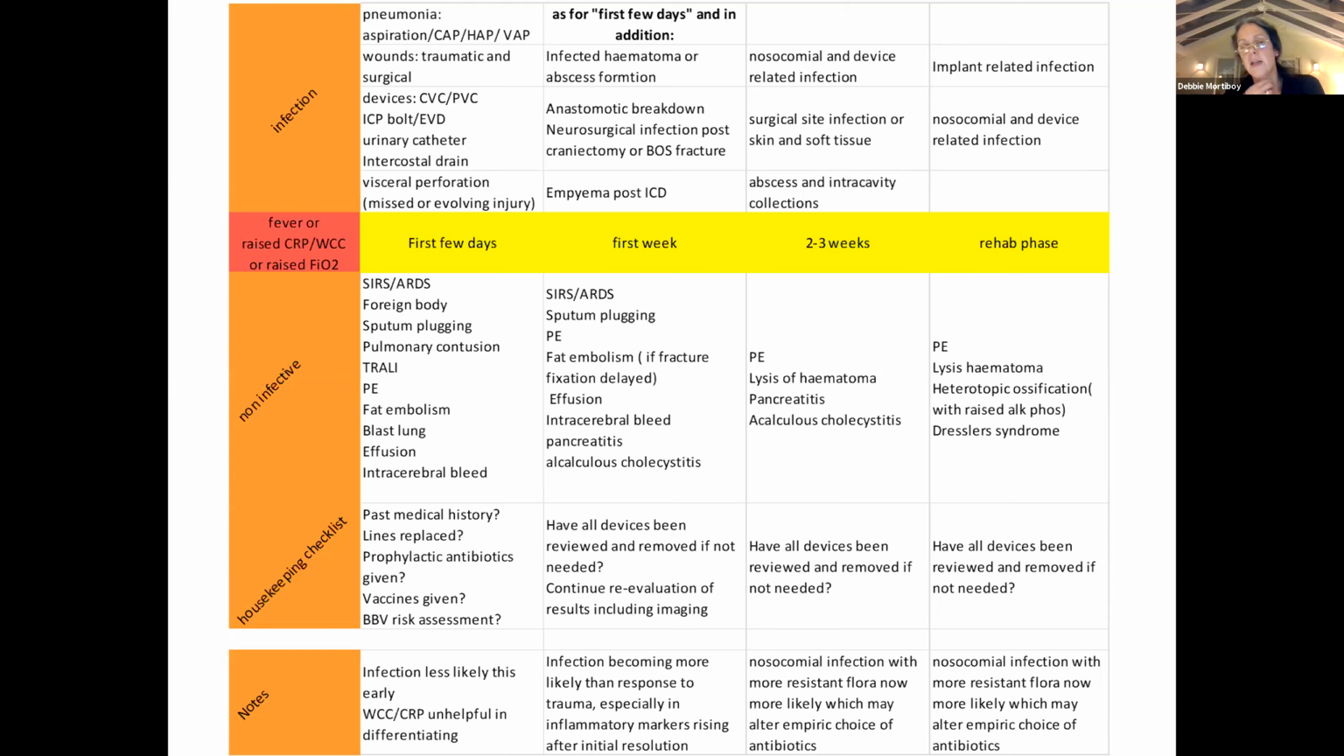So in the rehab phase, we're getting on to think about things like implant-related infection. Has the metalwork come a little bit unstuck? Are other devices now infected? As I said, we're moving below the yellow bar now into non-infective causes. Don't forget about PE, but things like big hematomas lysing can be quite inflammatory, but also other things like heterotopic ossification will show a raised ALP, but it can present with a temperature as well.